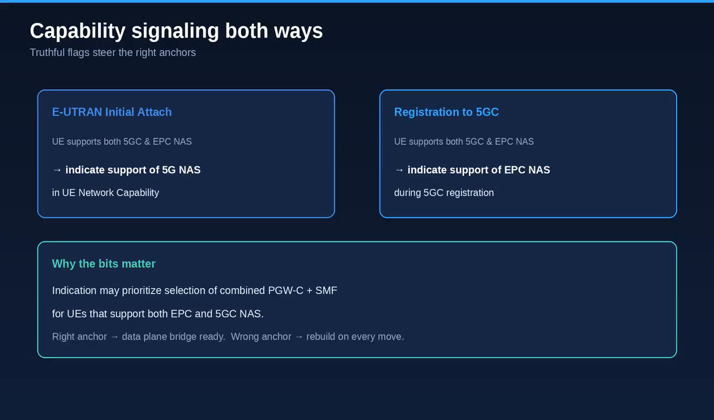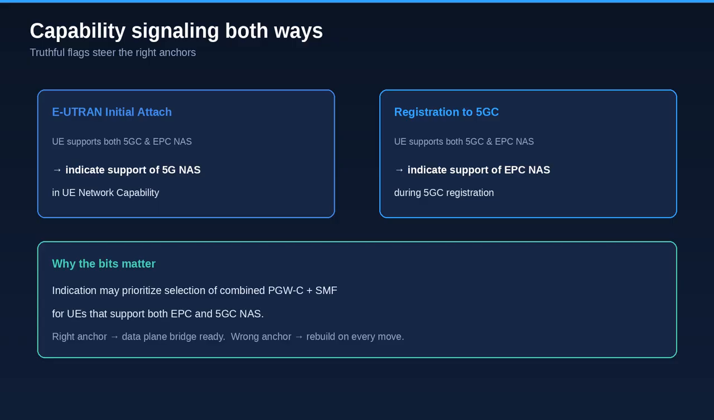Before any mode can work, the phone has to tell the truth about what it supports in both directions. During an E-UTRAN initial attach, a UE that supports both 5GC and EPC-NAS shall indicate its support of 5G-NAS in the UE network capability information element. That is the LTE attach saying, I also speak 5G-NAS. Symmetrically, during registration to 5GC, a UE that supports both shall indicate its support of EPC-NAS. The 5G registration says, I also speak EPC-NAS.